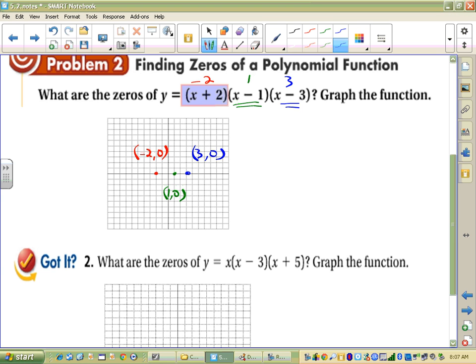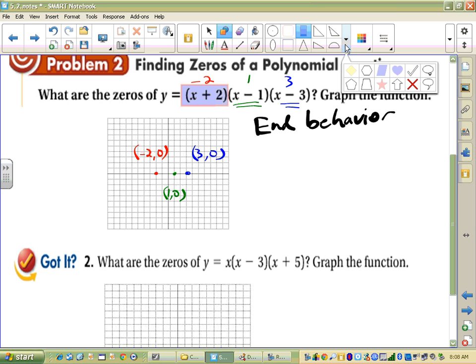Now what they're saying is, okay, hot stuff, graph it. Well, we've got the zeros plotted. Something else we might be able to find is the end behavior. The end behavior is going to be a result of multiplying all of the first terms. x times x times x. I'm not going to FOIL this out, okay? It's going to take a significant amount of time, more time than I want to spend. But what I am going to do is find out what my leading term would be.